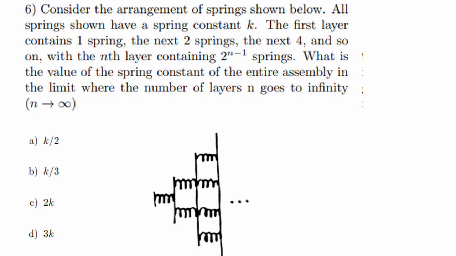Consider the arrangement of springs shown below. All springs shown have a spring constant k. The first layer contains one spring, the next two springs, the next four, and so on, with the nth layer containing 2^(n-1) springs. What is the value of the spring constant of the entire assembly in the limit where the number of layers n goes to infinity?